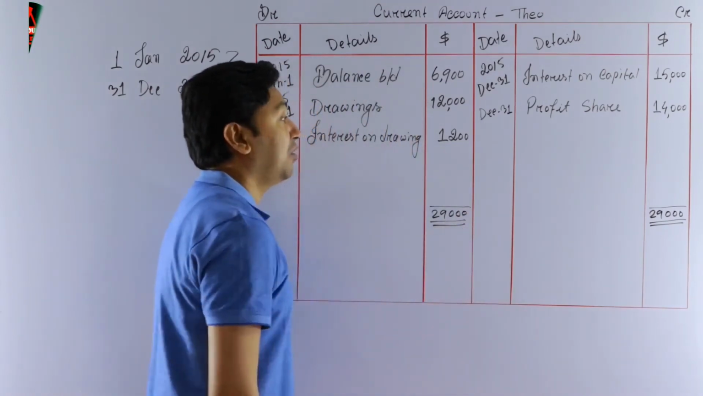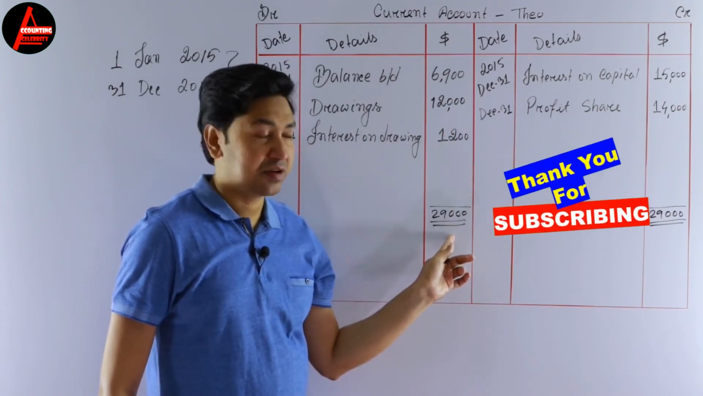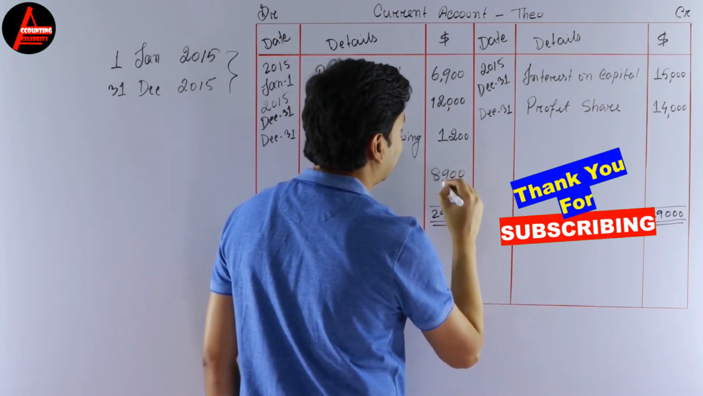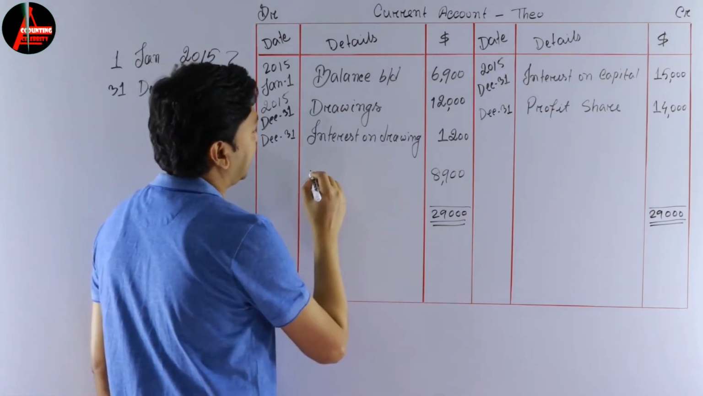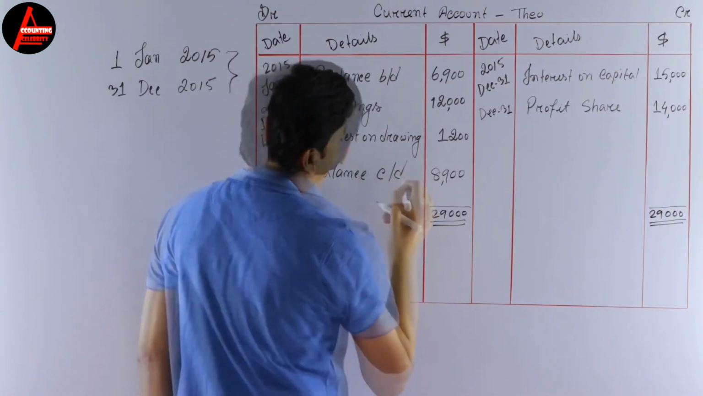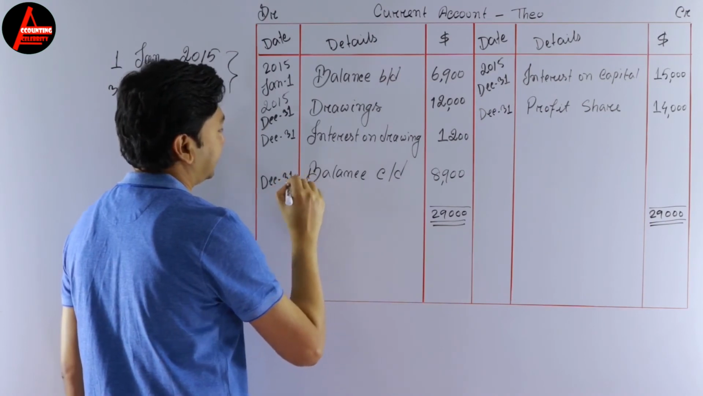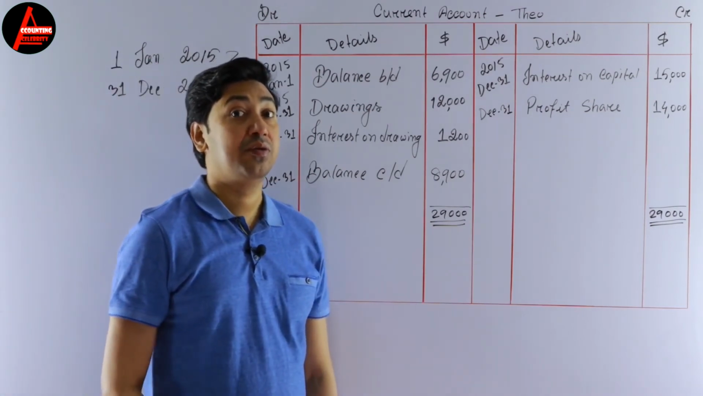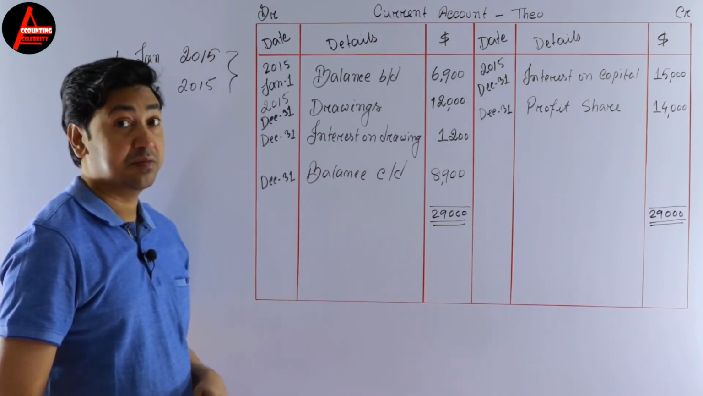Very good. Now we have to subtract all three amounts from this total. If we subtract, what do we get? $8,900. So what is this value called? This is called balance CD. Balance CD means balance carried down. The date for balance CD is the same date, the last day of the period, which is 31st December 2015.